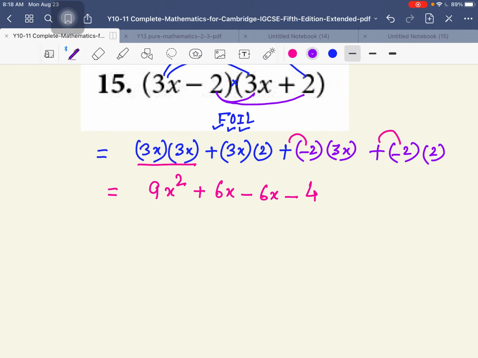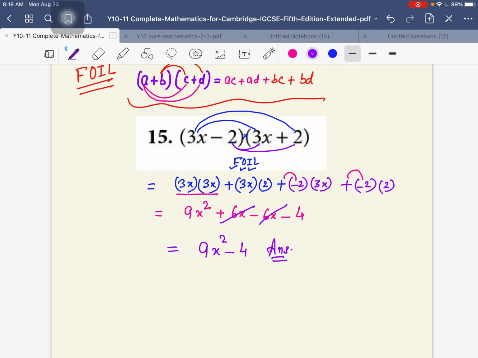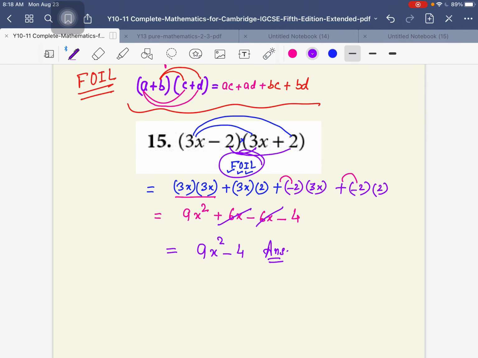Now you can see that positive 6x and negative 6x cancel, we get 0. We are left with two terms. The first term is 9x squared, and the second term is minus 4. So this is the answer of the multiplication of these two brackets by the so-called FOIL method. I hope you guys understand.